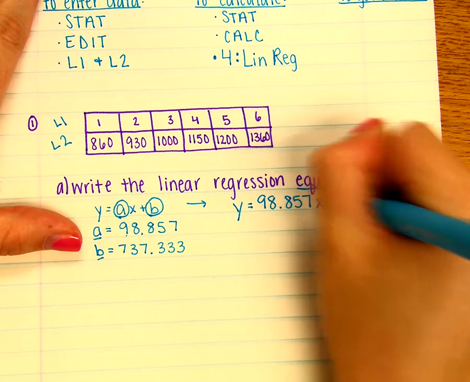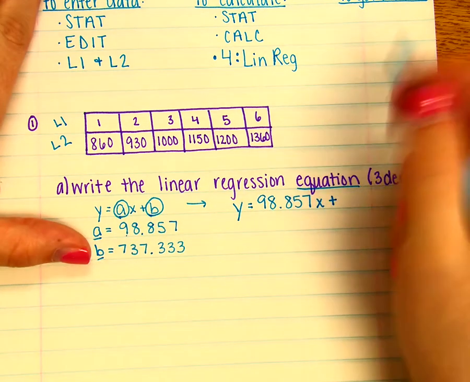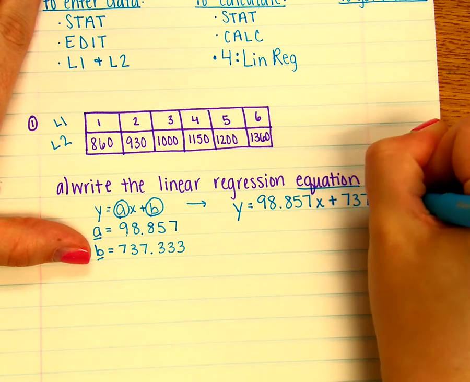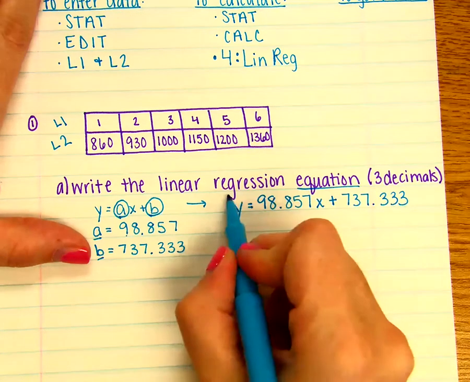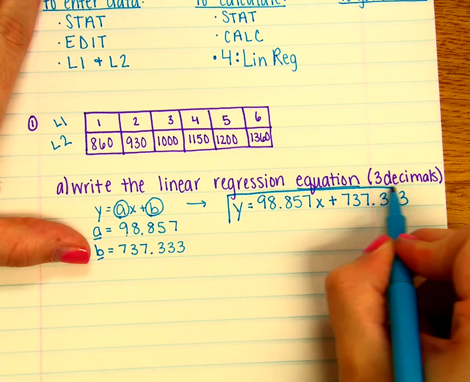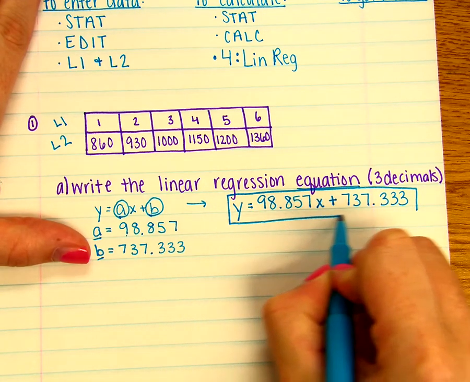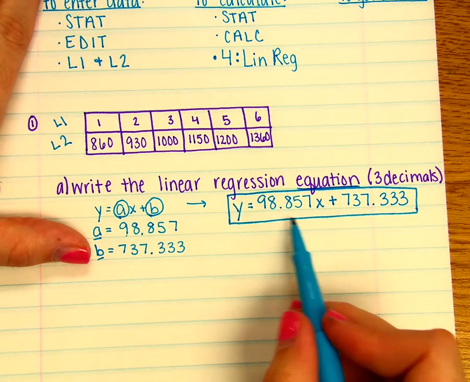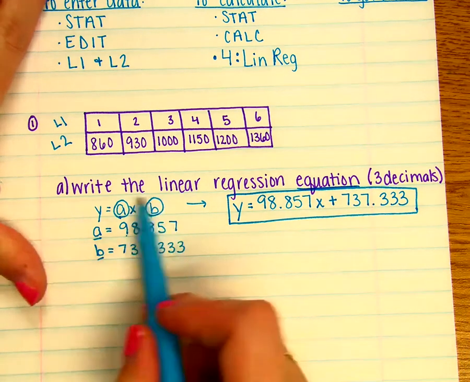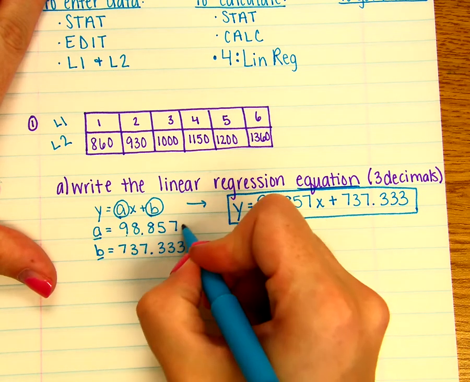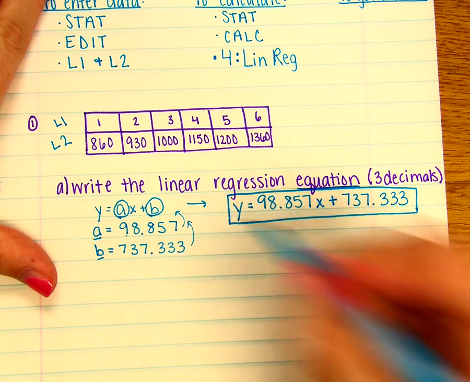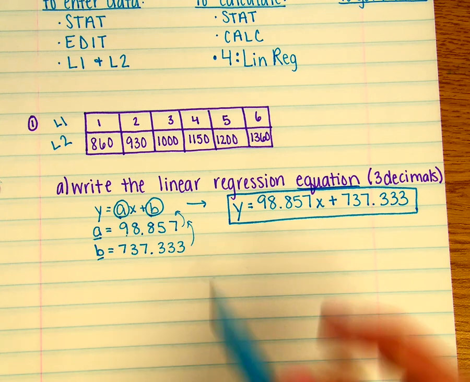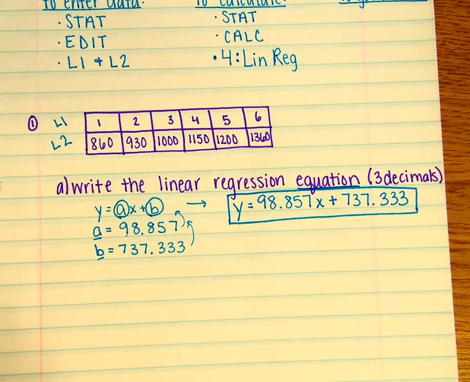X plus our B value, 737.333. This is what we are looking for as answers. This is what you need to have on your paper as the equation for the linear regression. This is just what the calculator gives you. It gives you the information that you need to plug into that equation. You need to make sure that you are plugging it into the equation that they give you.